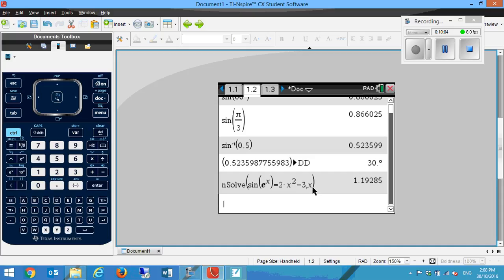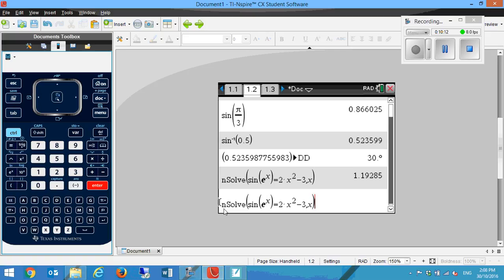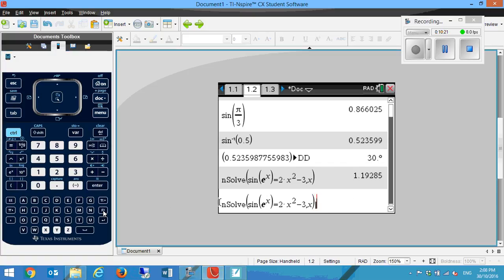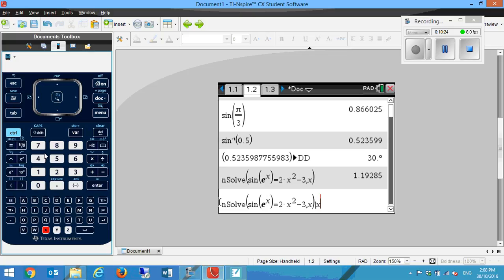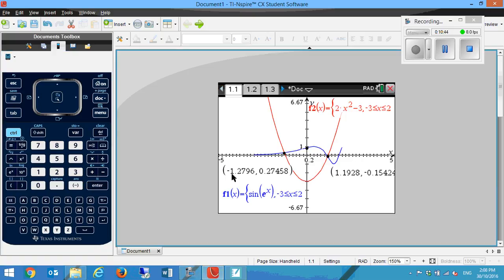We can put in here, let's see if I can go back. I'll go up, enter, and we can NSolve. I think at this point we can go given, let's try it here, given x is less than 0. So if we get a negative, we want the negative answer. So now it's given us our negative answer, minus 1.279, minus 1.28, which is that other answer.